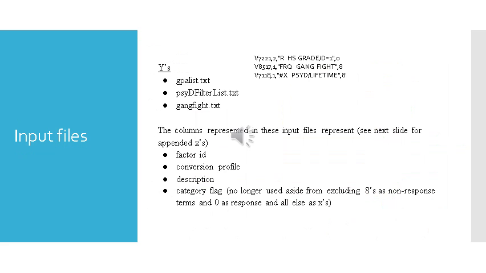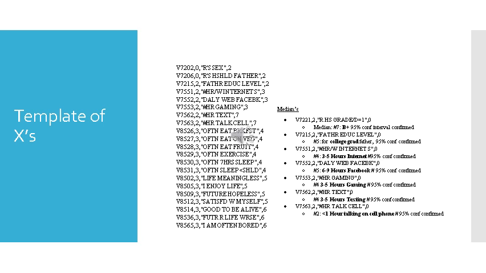For finding the answers to our questions, we decided to do regression analysis on the dataset. Having said that, our dependent variables are the GPA column, the psychedelic drug use, and gang fight columns. This slide shows all the independent variables included in our regression analysis. It also shows the median values for some of the independent variables and also for the GPA.